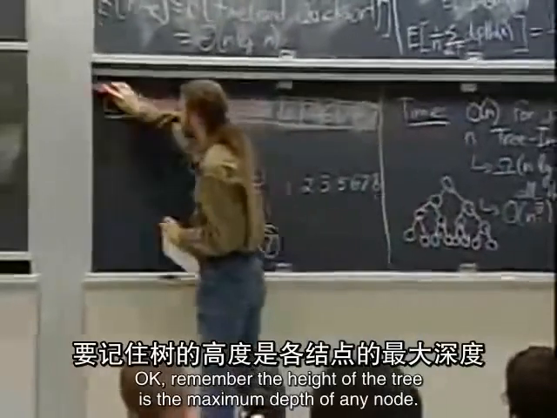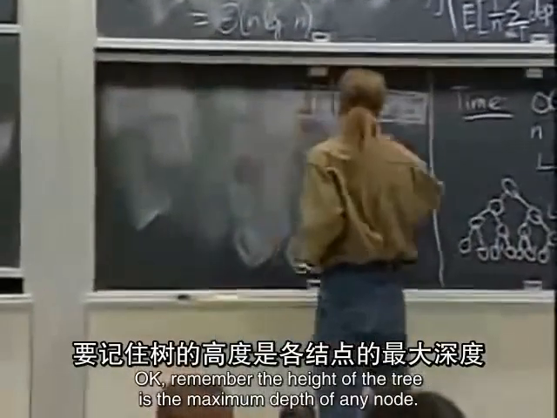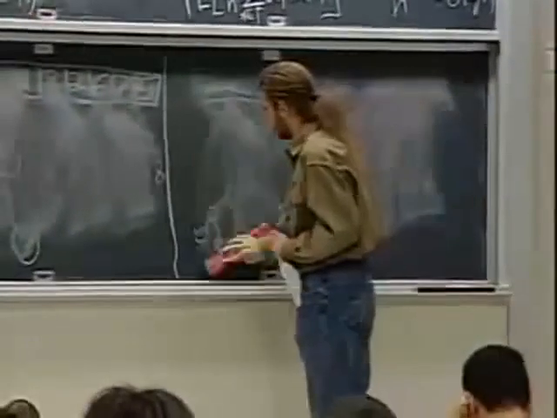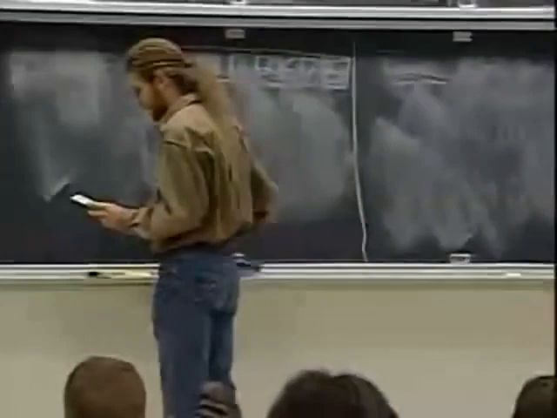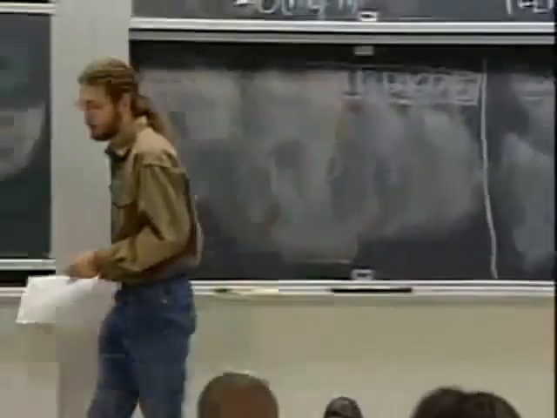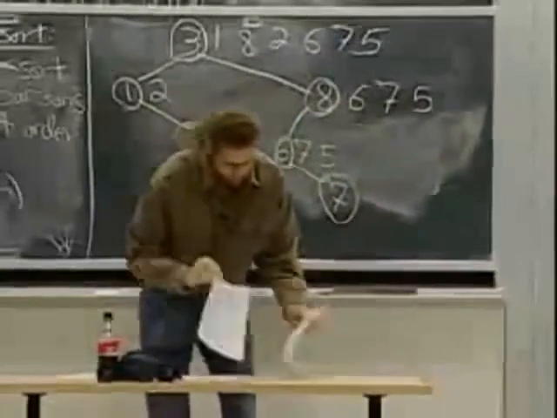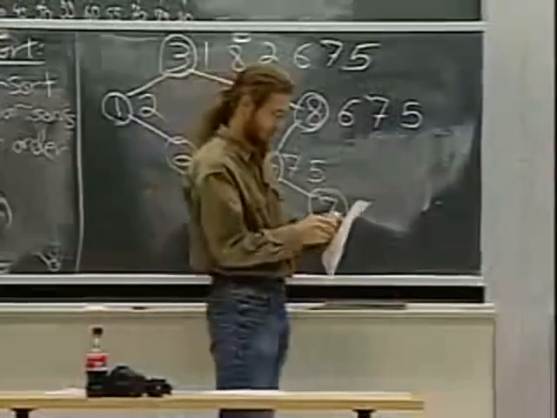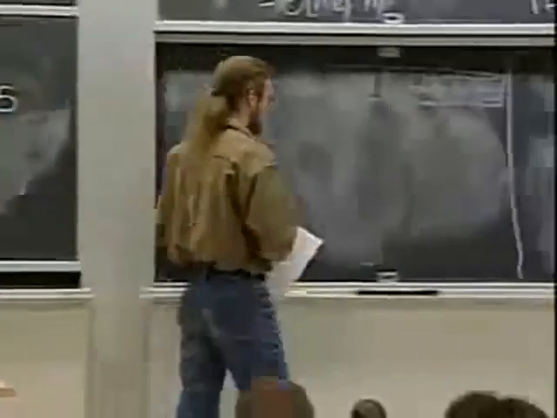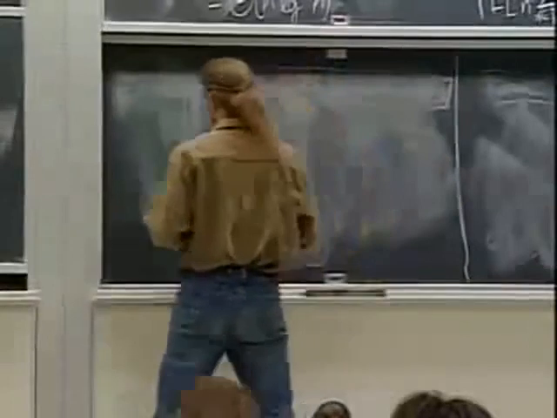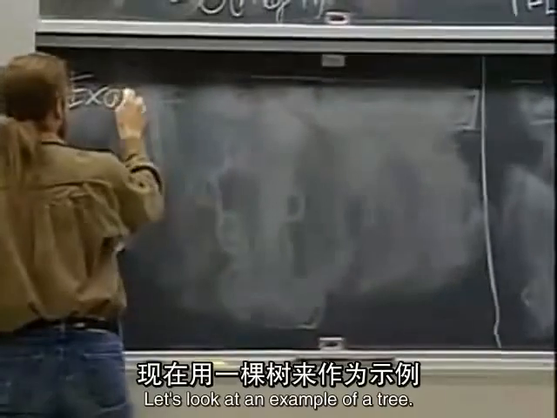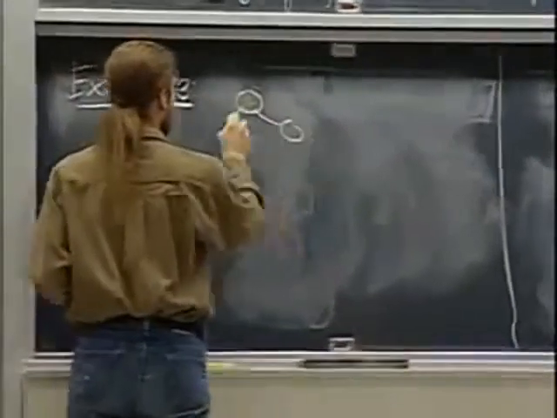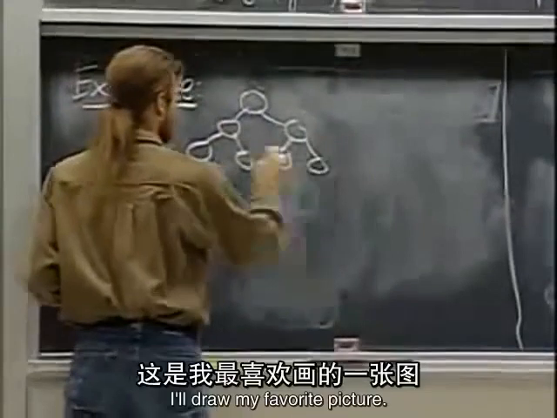Remember the height of the tree is the maximum depth of any node. Here we're just bounding the average depth. So let's look at an example of a tree. Draw my favorite picture.